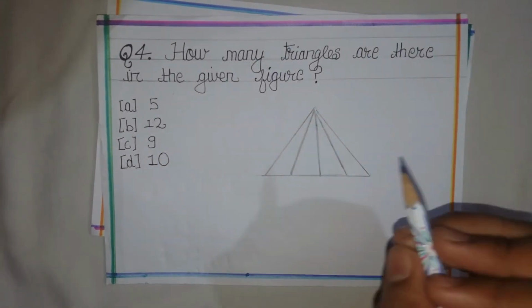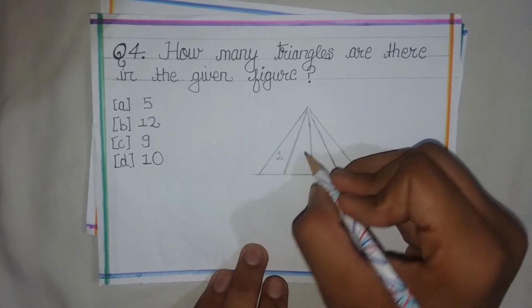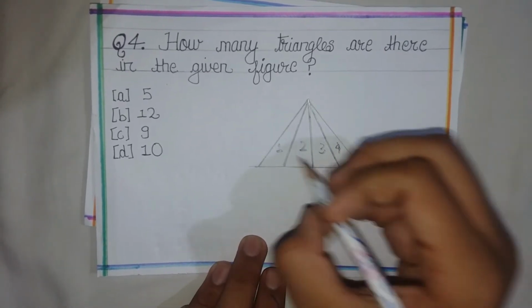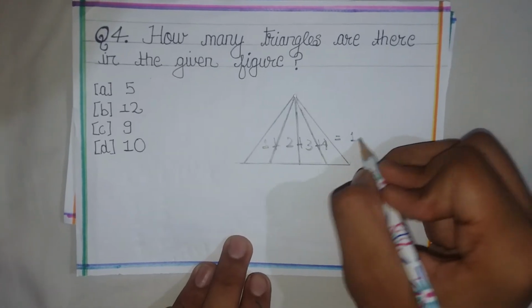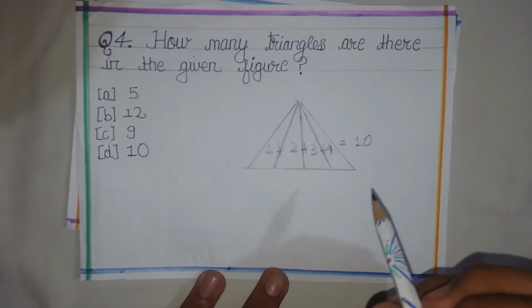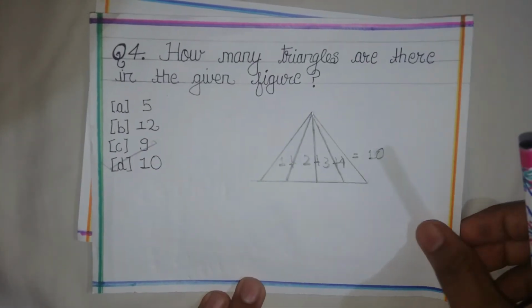Here the trick is very simple. Write the number of triangles and add it. It is 10. So guys, here the maximum number of triangles are 10.